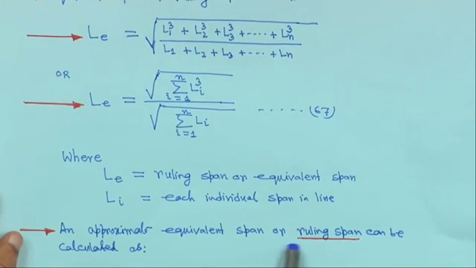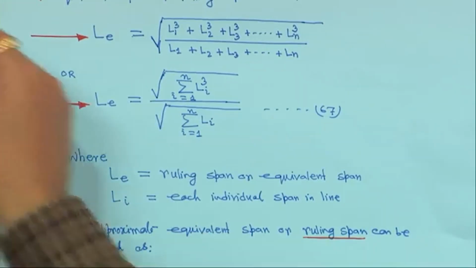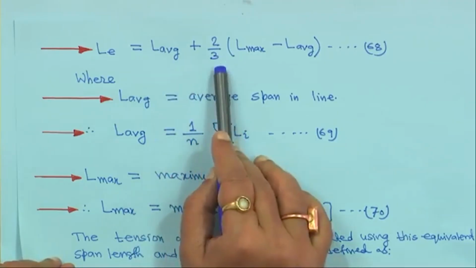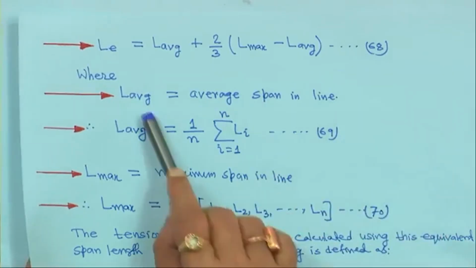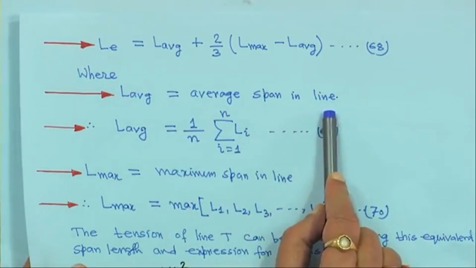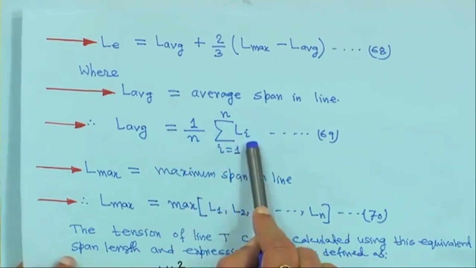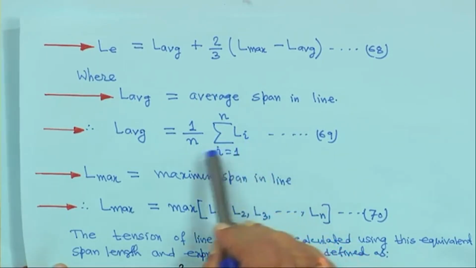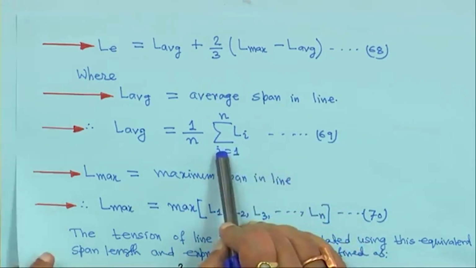An approximate equivalent span or ruling span can be calculated with another formula, but this is to some extent empirical: LE is taken as L average plus 2/3 of (L max minus L average). This is equation 68, where L average is the average span in the line, where L average is equal to 1 upon n, sigma i equal to 1 to n of Li. Suppose you have n number of supports with some distance between them, then 1 upon n sum of Li is equation 69. So, this is L average.